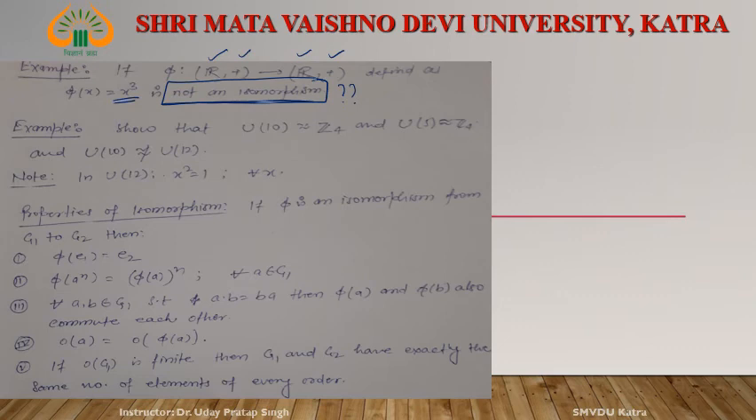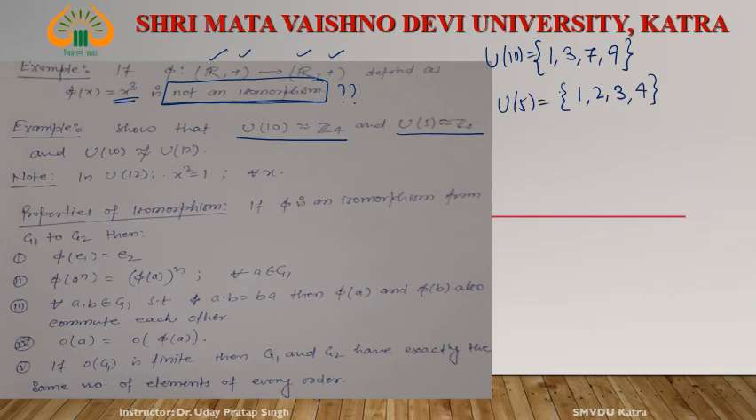Next, we have to show that U10 is isomorphic to Z4 and U5 is isomorphic to Z4. What is U10? How many numbers are relatively co-prime with 10 and less than or equal to 10? 1, 3, 7 and 9. This is U10. What is U5? 1, 2, 3 and 4, right? And what is Z4? 0, 1, 2, 3.